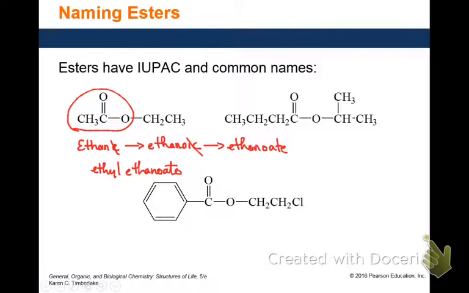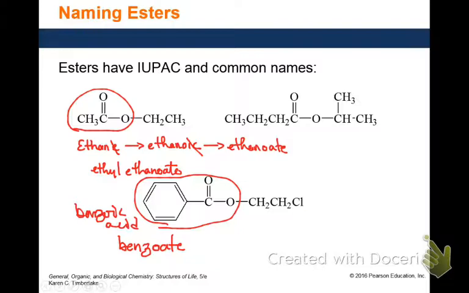Okay, let's do the bottom one. The parent is this. Now, that one you just have to know comes from benzoic acid, so it's benzoate. And now we call it benzoate.